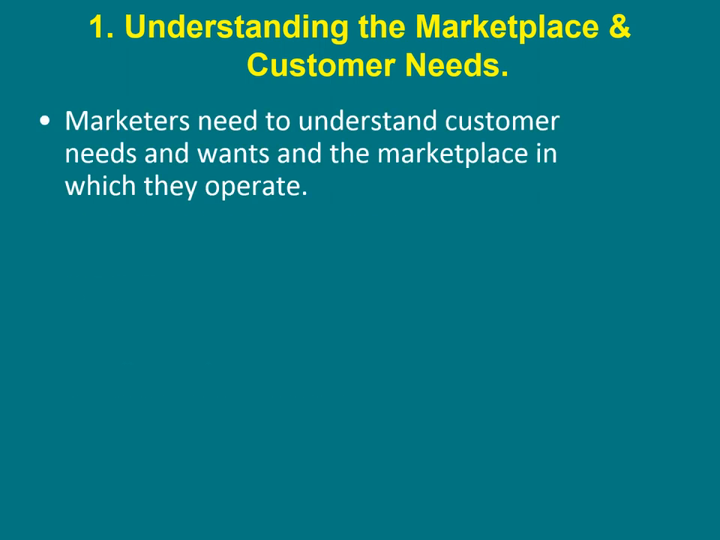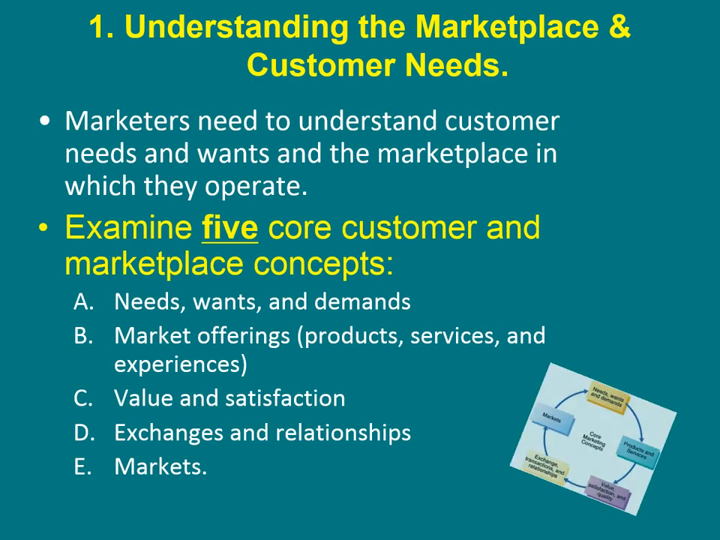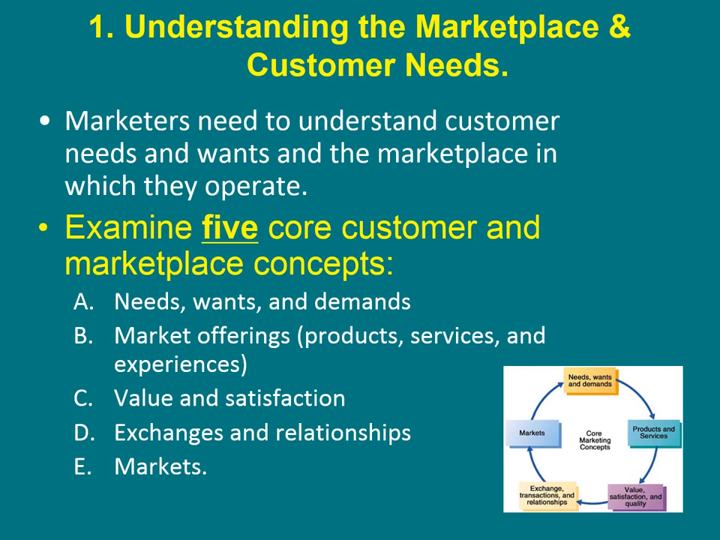Step 1 in the marketing process: understand the marketplace and customer needs and wants. To understand the marketplace and customer needs and wants, you should examine 5 core customer and marketplace concepts. We should examine 5 core concepts. One, what's the difference between need, want, demand? Two, market offerings. Three, value and satisfaction. Four, exchange and relationships. And finally, markets.